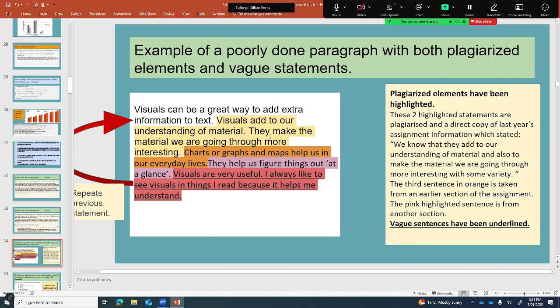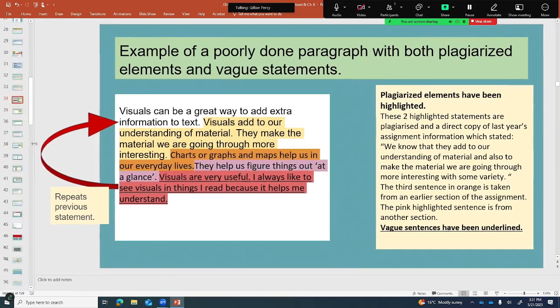Here's an example of a poorly done paragraph. So this is what not to do, because I've plagiarized some stuff and I've been very vague, okay? So here I'm going to give you an example of how it sounds. Visuals can be a great way to add extra information to text. Visuals add to our understanding of material. They make the material we're going through more interesting. Charts and graphs help us in our everyday lives. They help us figure things out at a glance. Visuals are very useful. I always like to see visuals in things I read because it helps me understand.